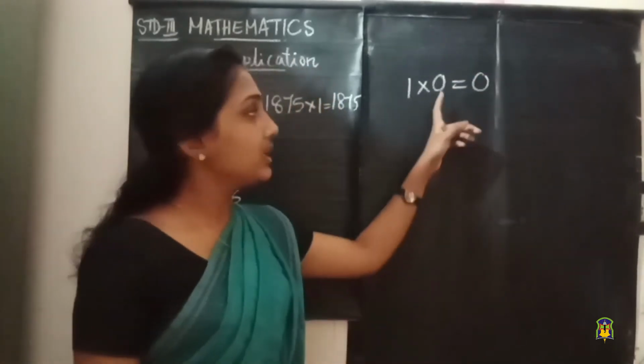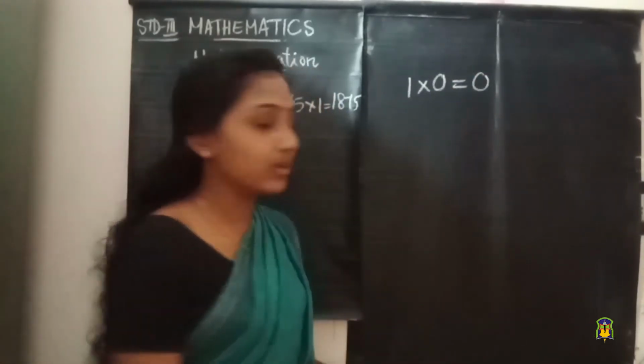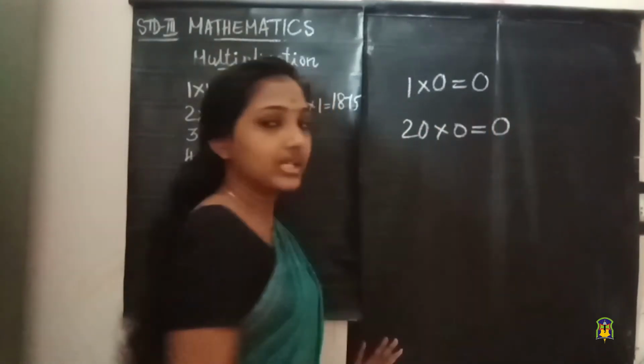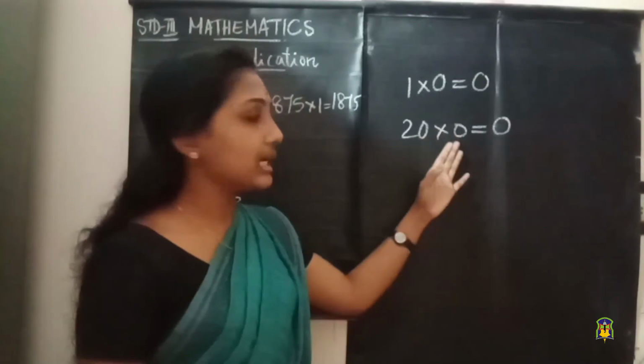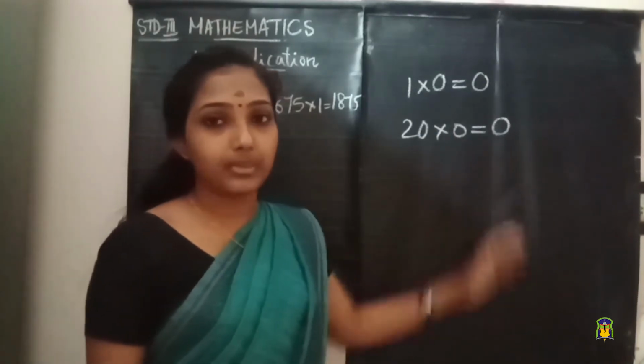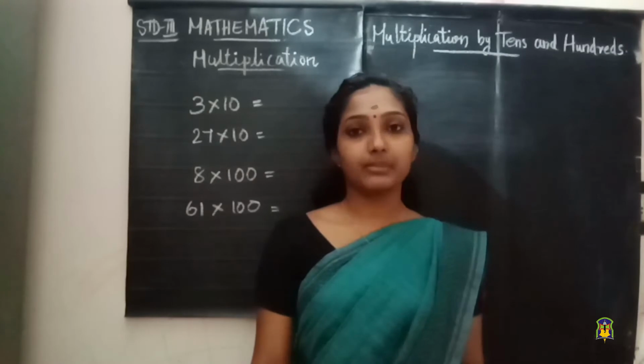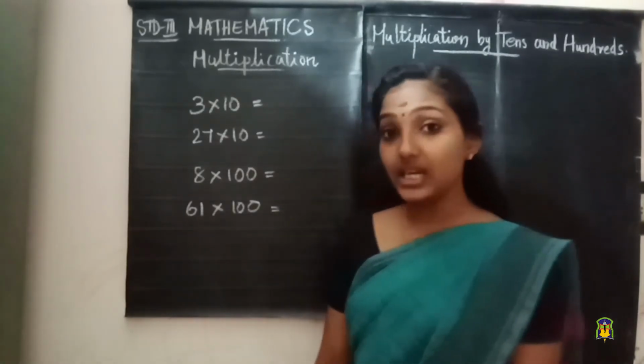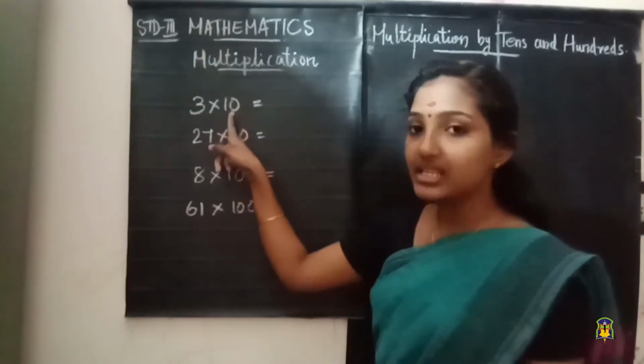Okay, 1 into 0 gives 0. 20 into 0 gives 0 itself. When we are multiplying a number by 0, the product will be 0. Next, we are moving on to the multiplication of a number by tens and hundreds. Now let's study how to multiply a number by 10.